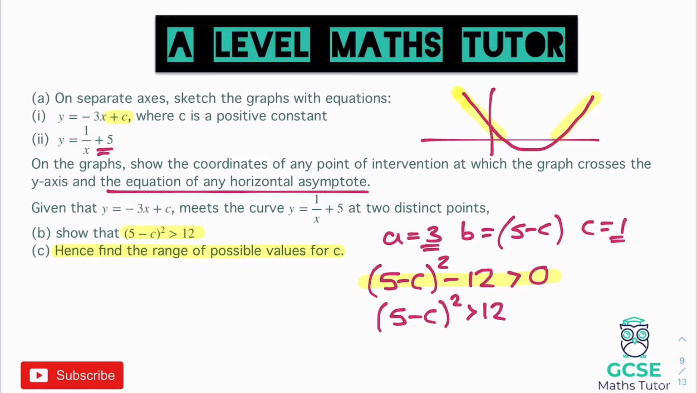Now let's go about solving it then. So this is what we're going to solve. And for the purpose of solving it, I'm just going to set it equal to 12 for our solution. So 5 minus c squared equals 12, and let's get our solutions.